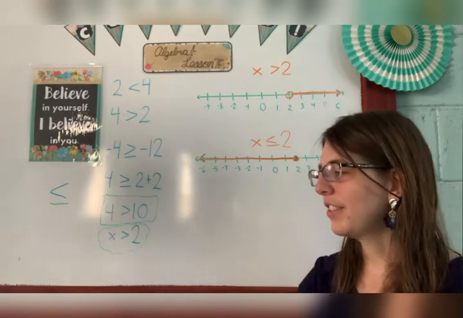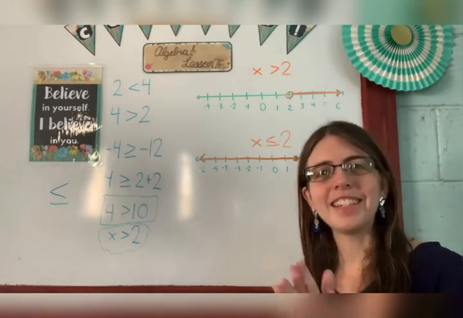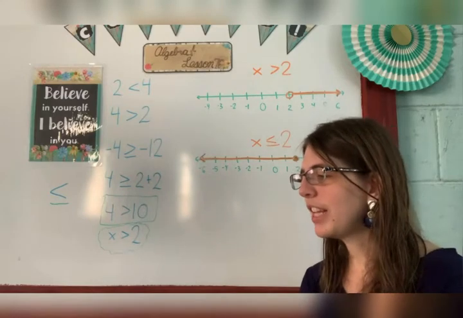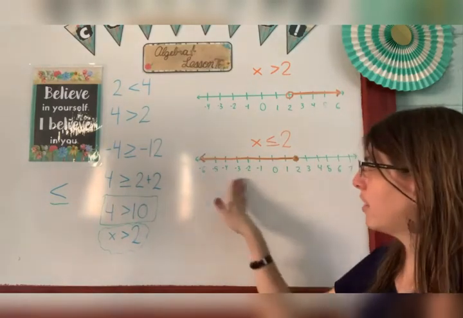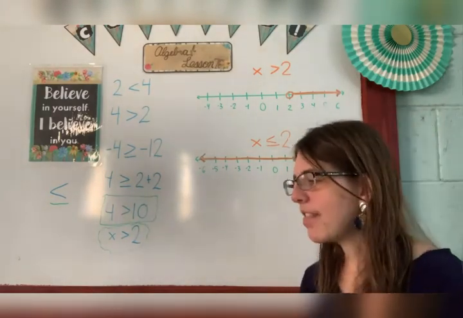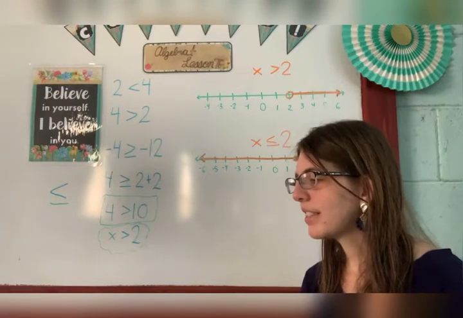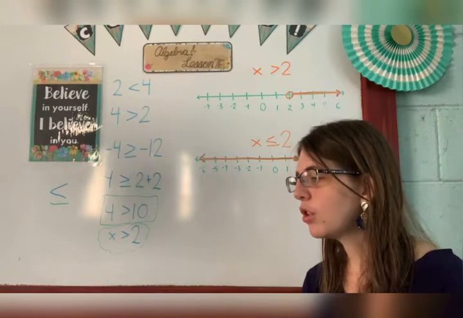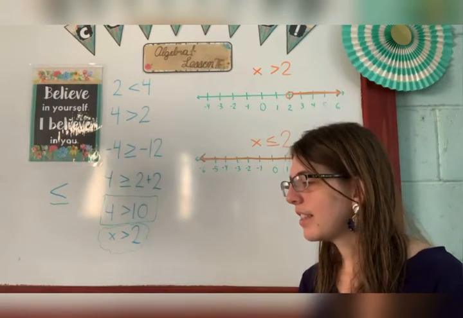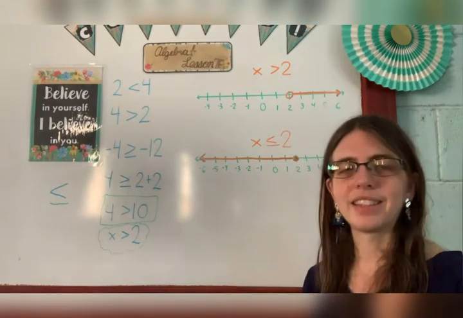All right, now it's time for you to practice. That was it, right? Nice and easy. So you need to draw 4 little number lines and then graph x is greater than -2, x is greater than or equal to -2, x is less than or equal to 4, and x is less than -4.